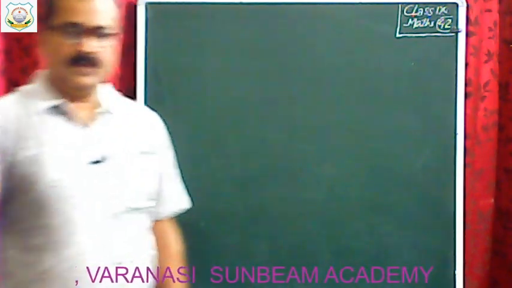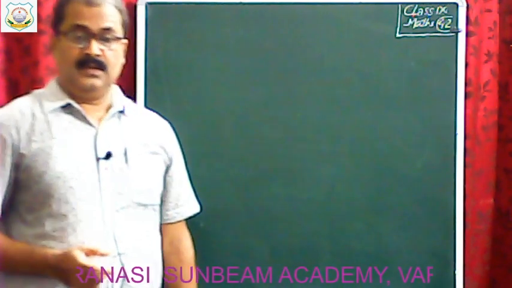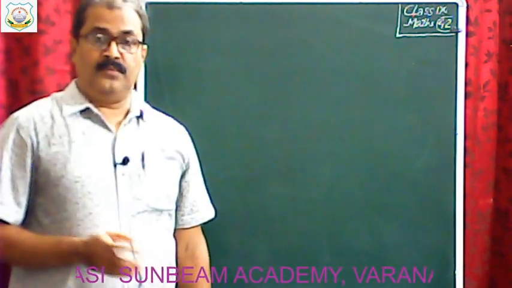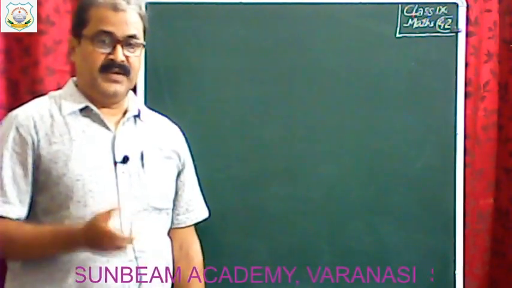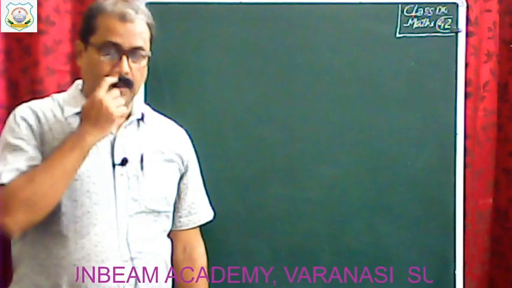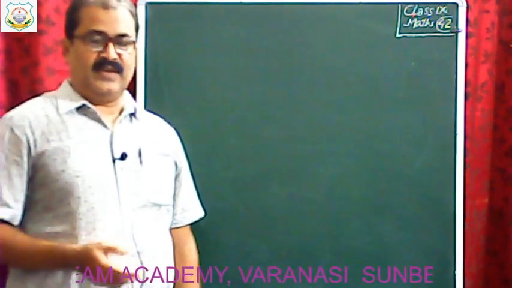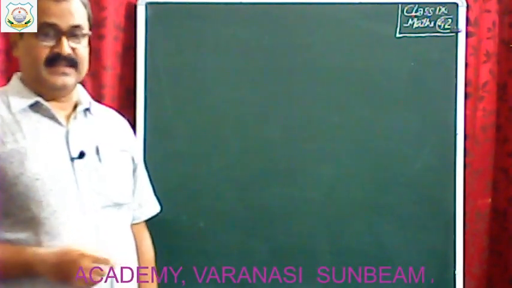Hi students, in the last class we did exercise 3C concerned with factorization of quadratic polynomials, that is, factorization by splitting the middle term. Today I am going to continue the same chapter, factorization of polynomials. Now we have to factorize the polynomial by algebraic identity.